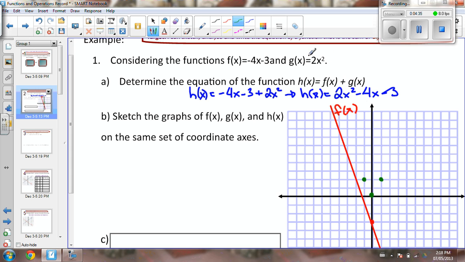Okay. Another way to do that would be to plug this into your calculator and get your points on it. So we're just going to draw g of x off those 3 points. It's a parabola. That's not a parabola. There we go.